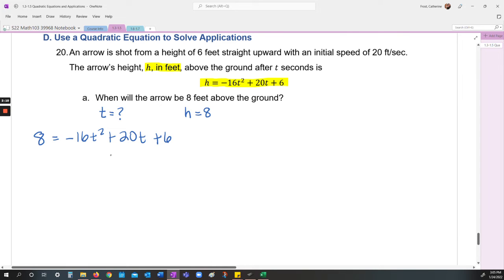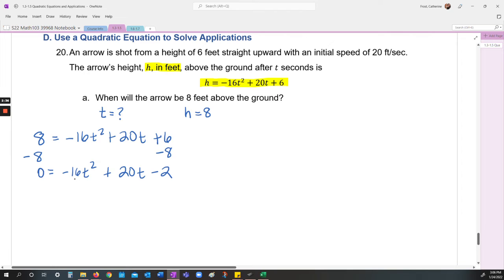But before we decide which one we want to try, let's clean this up a bit. At the very least, you'd want to subtract 8 from both sides. There's some other ways you could proceed from here, but I guess I'll do that. So subtract 8 from both sides, so that we'll have 0 equals negative 16t squared plus 20t minus 2.